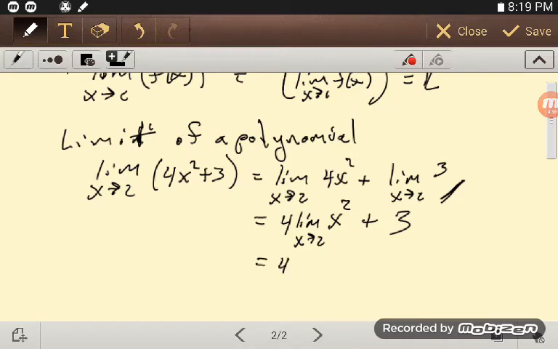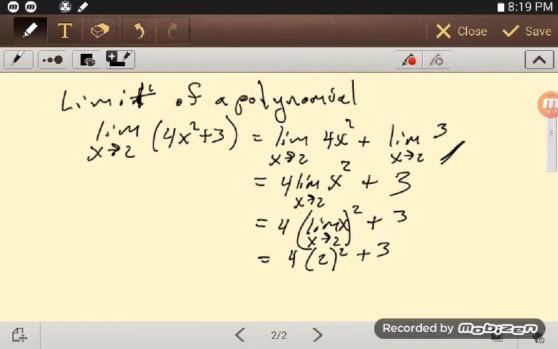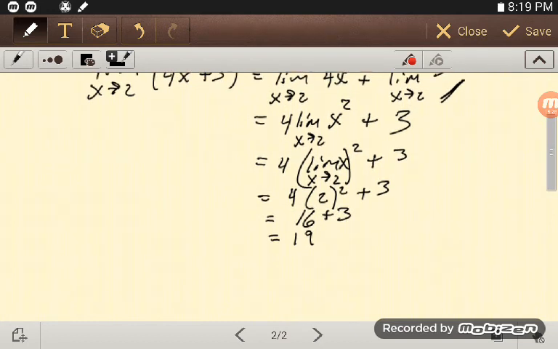So I evaluated that limit. But then this is equal to 4 times the limit as x goes to 2 of x squared, plus 3. And so that's equal to 4 times 2 squared plus 3. And so that's what, 16 plus 3, and that's 19. Now, if we use each and every one of the properties they gave us, that's what we get.